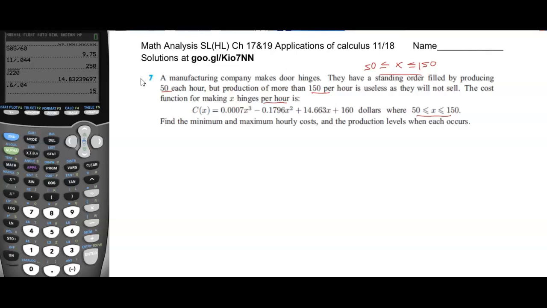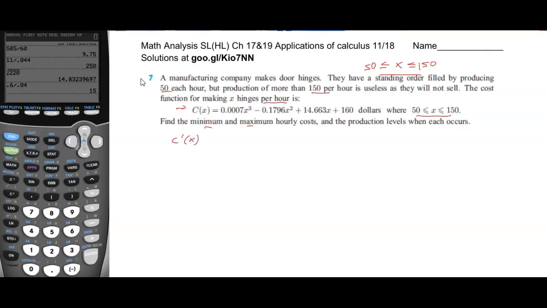Okay, so they already gave us a cost function per hour. They're just saying find the minimum and maximum points on this C function, which is basically saying find the derivative, set it equal to 0, find when the derivative equals 0, and then classify each as a minimum or maximum. So, okay, let's do that.